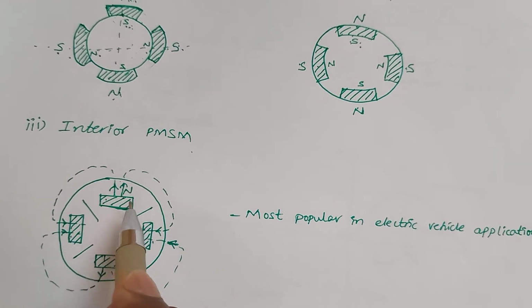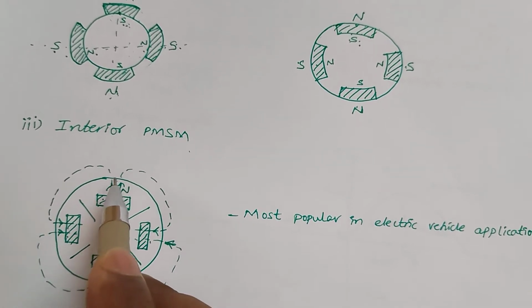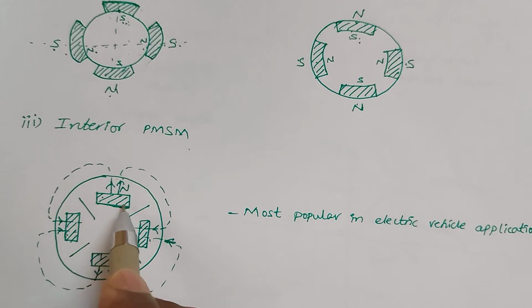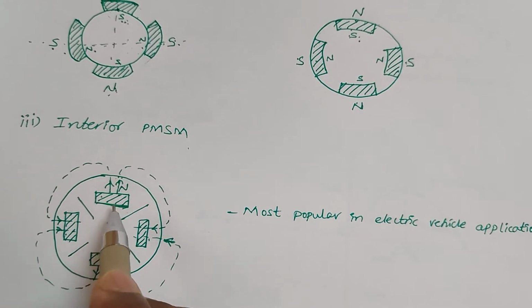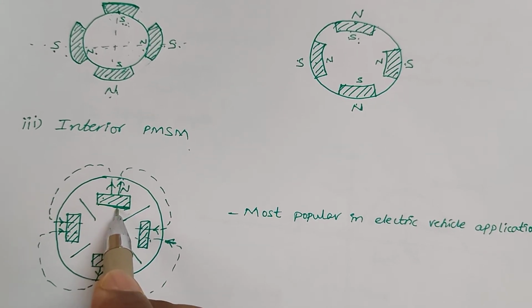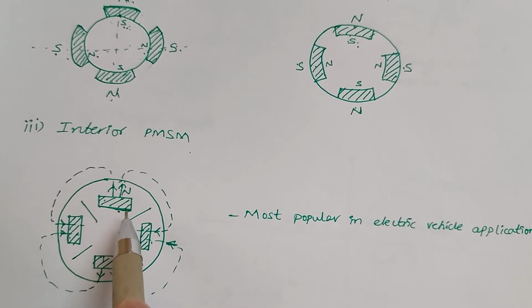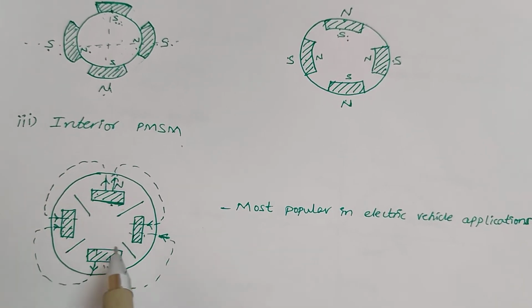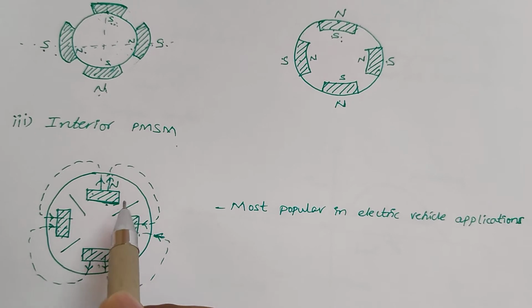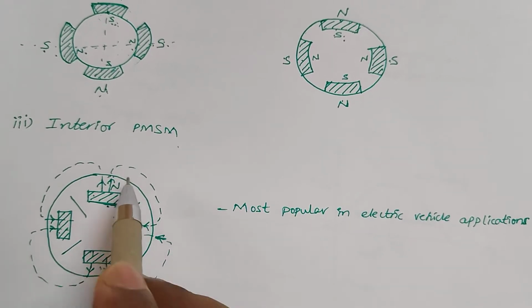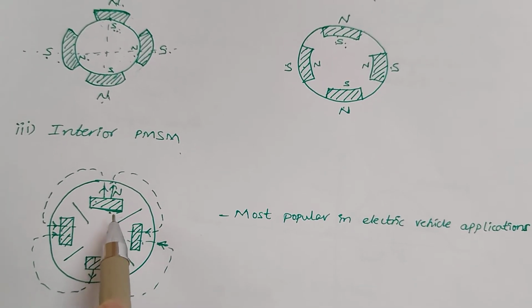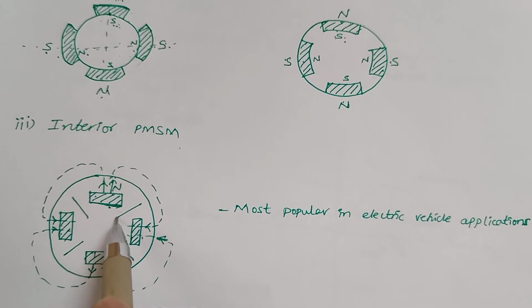If you see here, this is more stable because the magnets are kept inside the rotor, a little away from the rotor surface. And that's why this type of permanent magnet synchronous motor rotor is most popular in electric vehicle applications. This is a more stable construction.